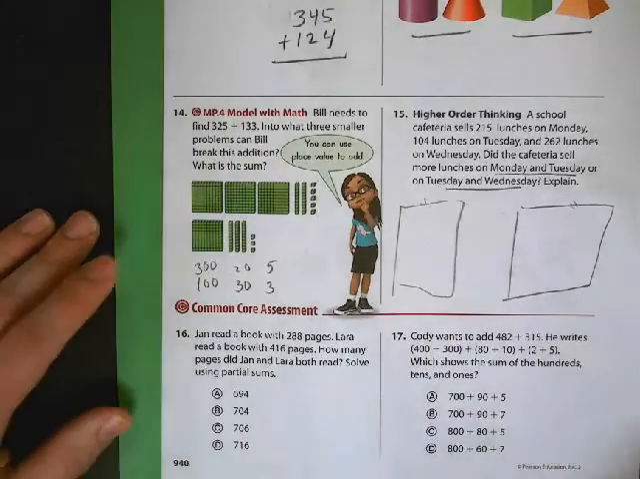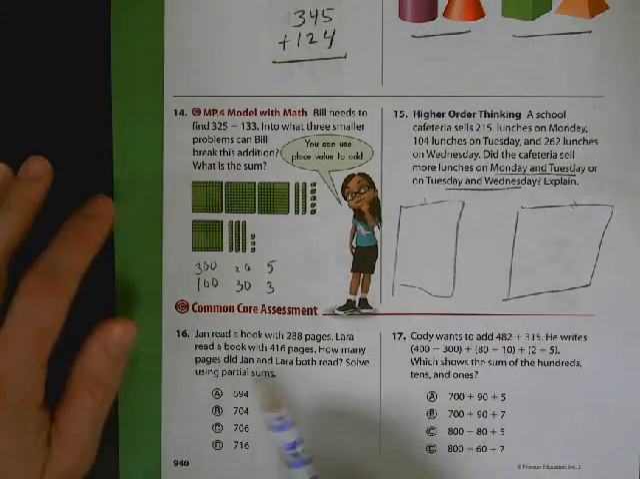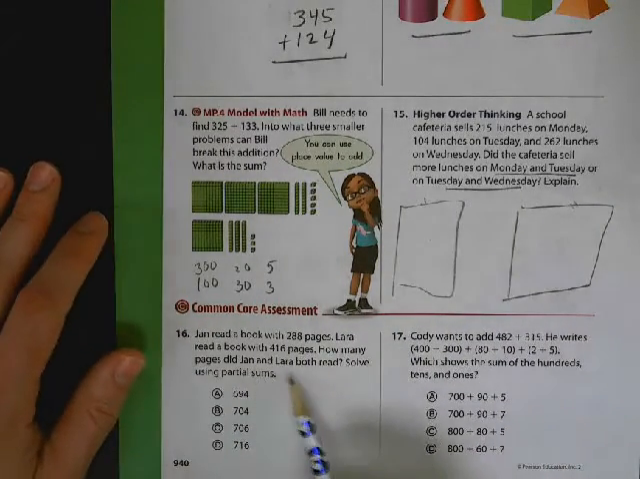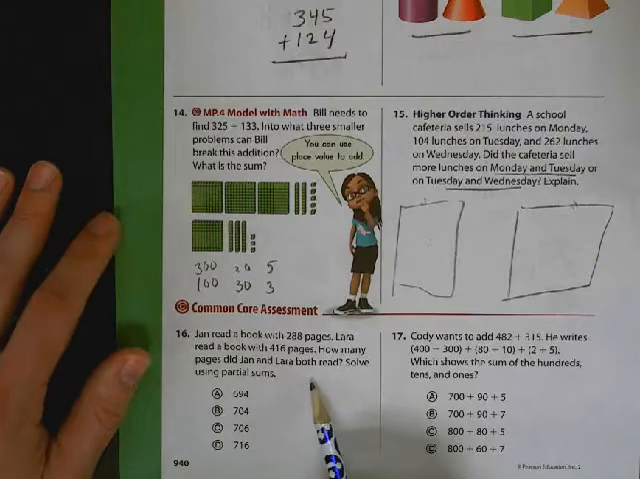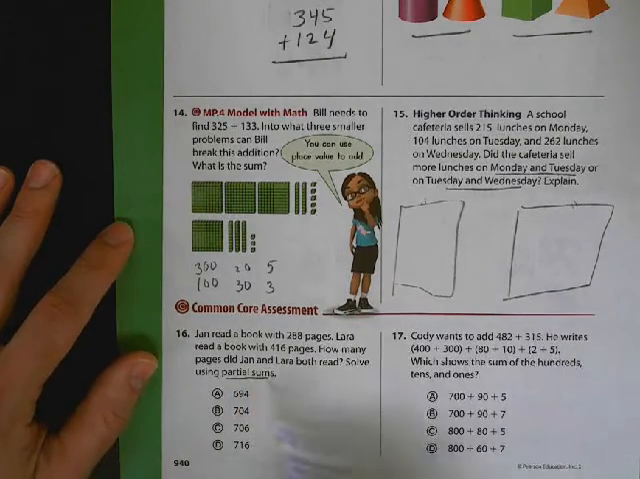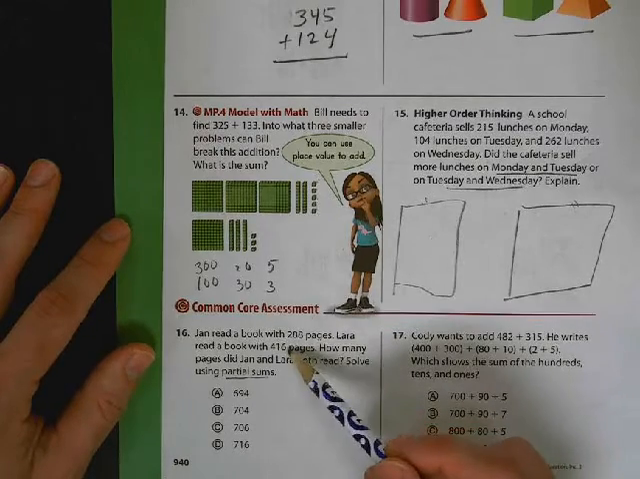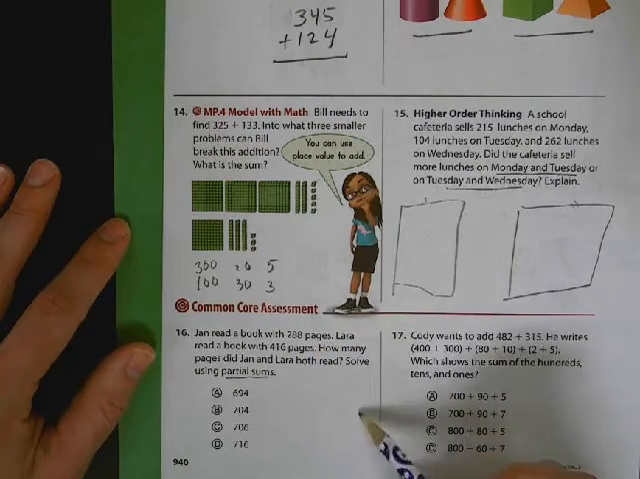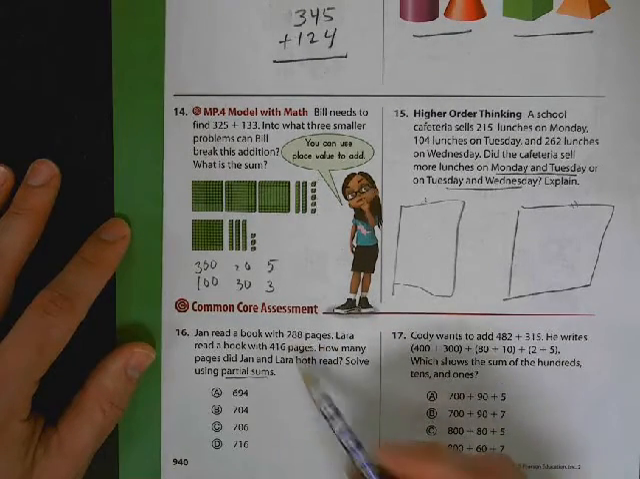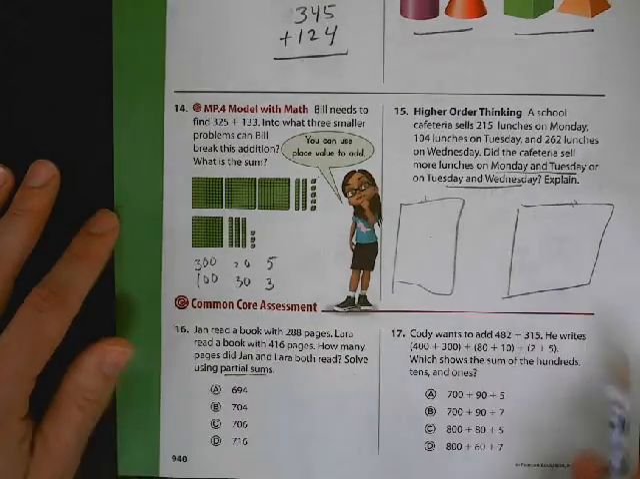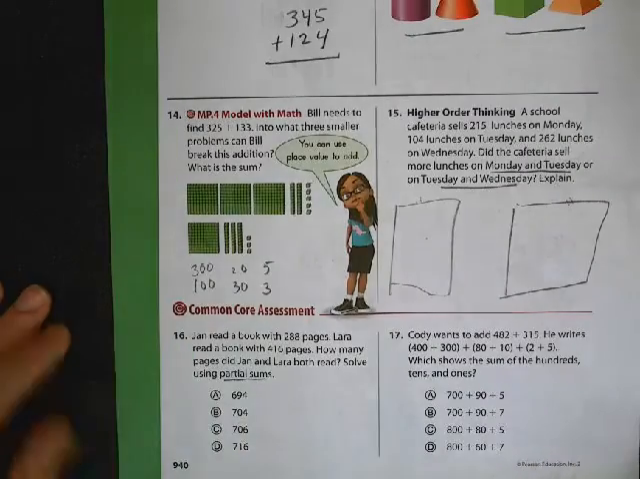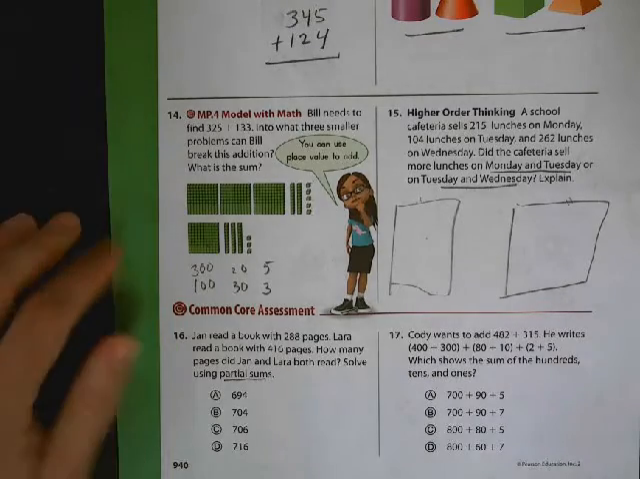And then down at the bottom it says Jan read a book with 288 pages. Laura read a book with 415 pages. How many pages did Jan and Laura both read? Partial sums. So take those. 8 plus 5 is 13... 8 plus 4 is 14, and 8 plus 1 is 9, and 2 plus 4 is 6. But just be careful with this because you're going to have to regroup with the ones. So be careful.